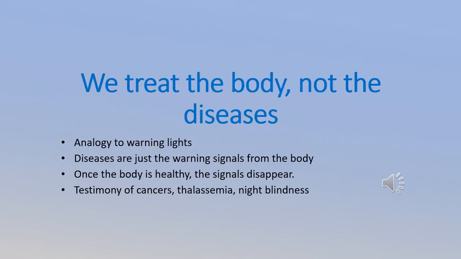Now, the next rule is we treat the body. We do not treat the disease. This is an analogy to the warning lights in your car. When you buy a car, sometimes there's something wrong with it, so there are some warning lights. What are you going to do with the warning lights? You need to send the car to the mechanic to repair it, so that the warning light will disappear. You cannot say to the mechanic, remove the light, the light is hurting my eye. You cannot do that. You have to repair the car. When the car is okay, the light is gone.